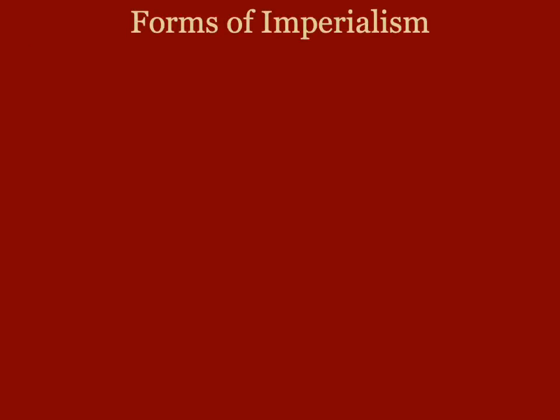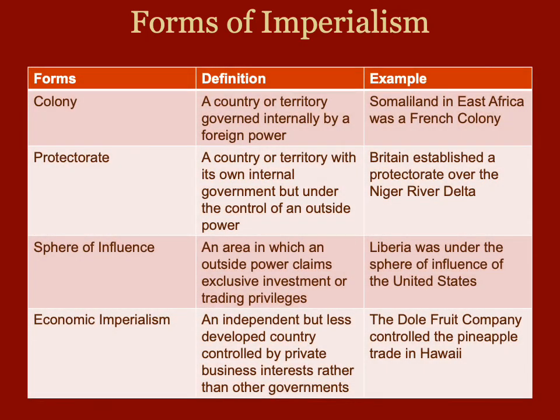The last thing I wanted to show you was a chart of the types of imperialism. There are four main types that historians have identified. You have colonies, which are very direct imperialism, like Somaliland in East Africa, which was a French colony. You have protectorates, in which countries might say they'll give you the ability to rule yourself, but establish military control and internal government by an outside power. Various mandates, like the British Mandate for Palestine, or protectorates over the Nigerian Delta back in the day, were fairly common.